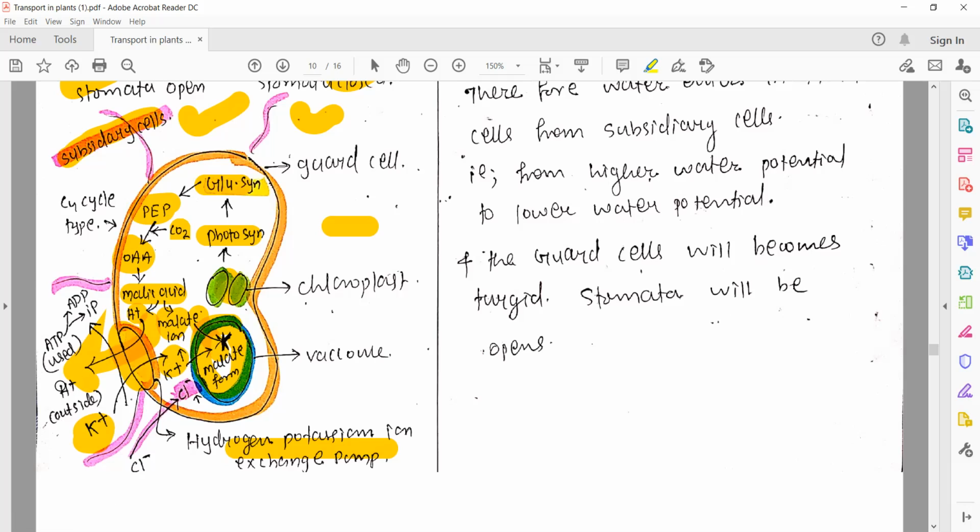How? Because when the hydrogen ions come out, potassium ions go inside. During this period of time, one ATP is getting used up. I'm saying that one ATP is going to be used up. Therefore, it is an active process.